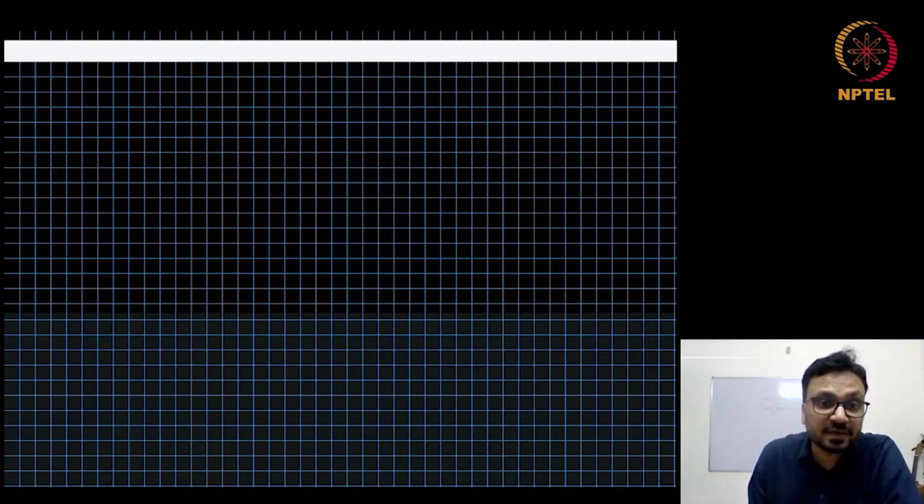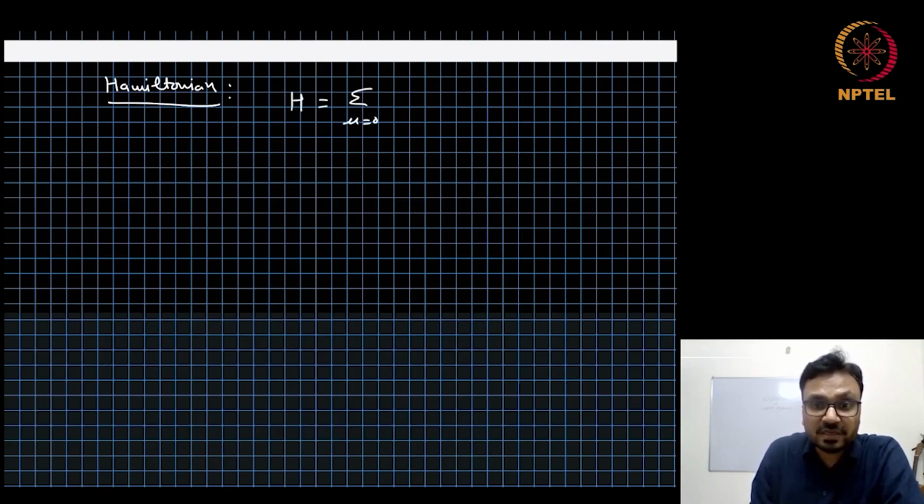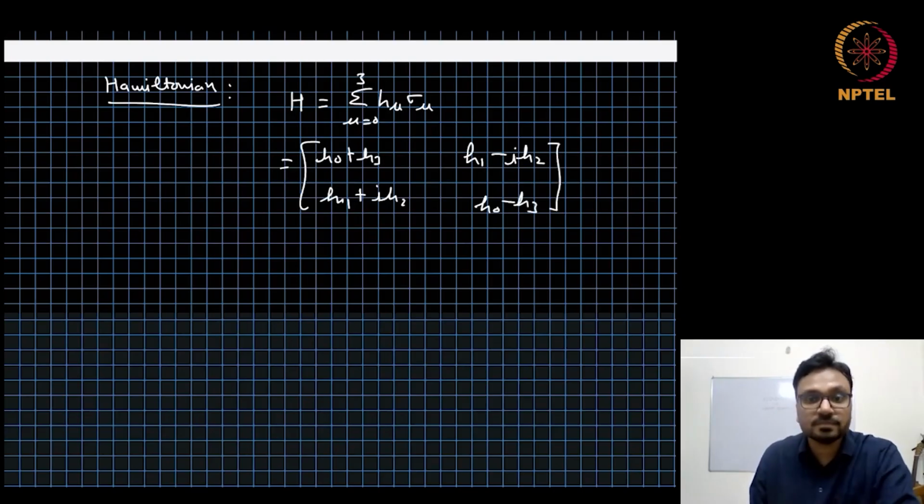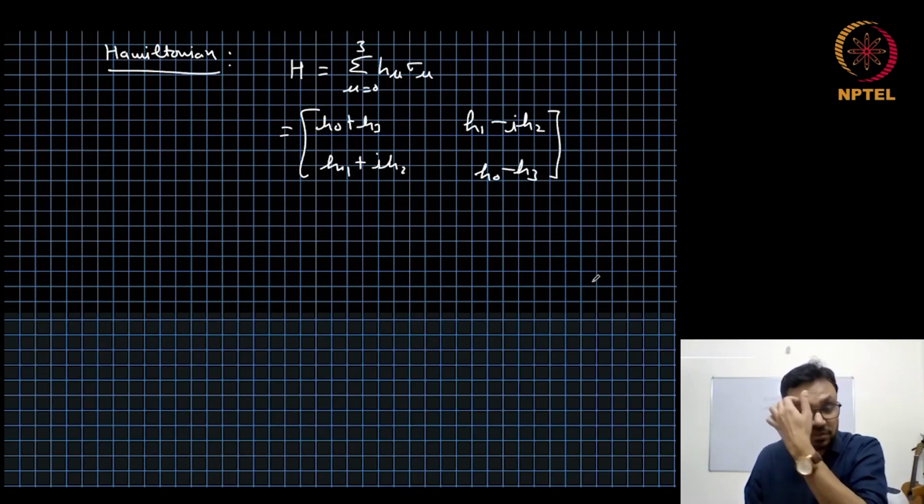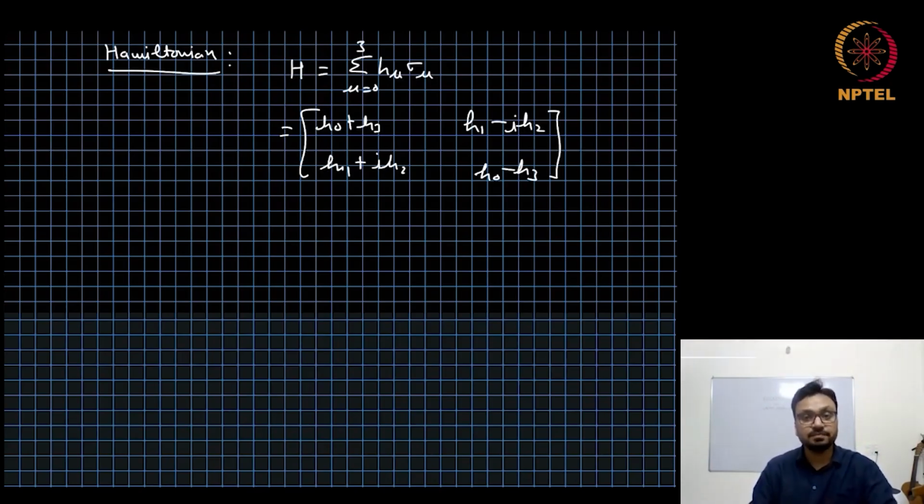One interesting example of such a Hermitian operator is the Hamiltonian. So let us represent it by H, and this will be again sum over mu from 0 to 3, H mu sigma mu. So we expand it, it becomes H0 plus H3, H1 minus i H2, H1 plus i H2, H0 minus H3. So this is the most general Hamiltonian we can encounter for a two-level system.